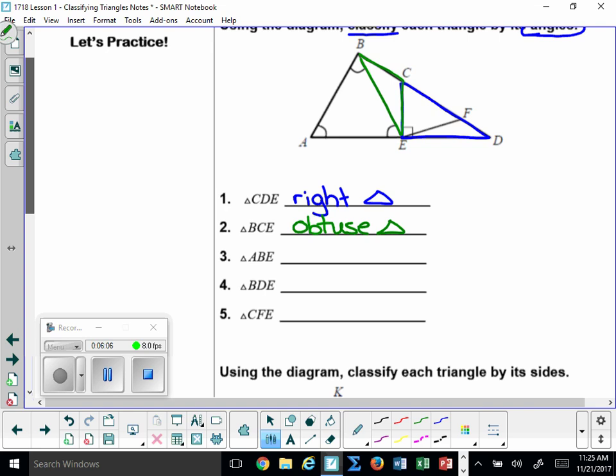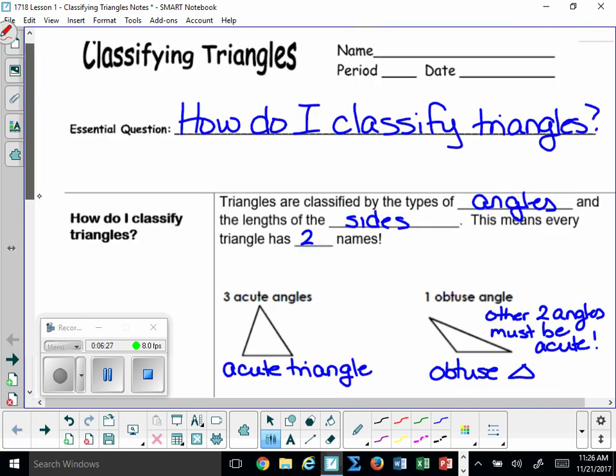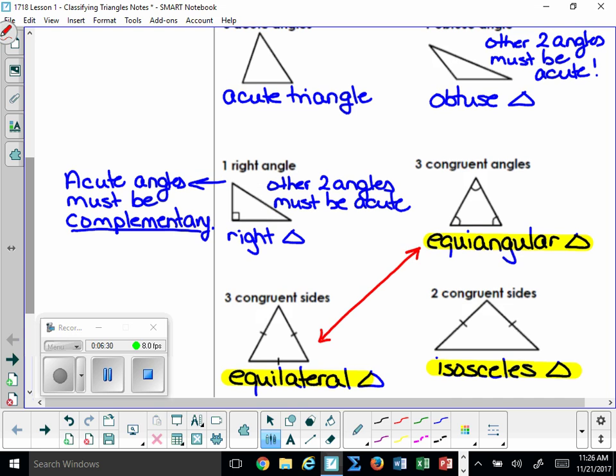Triangle ABE. Equiangular. Equiangular triangles. All three angles have to measure what? Let me back up here. All three angles in an equiangular triangle have to measure 60 degrees. Right? 180 divided by 3 is 60. Important information.